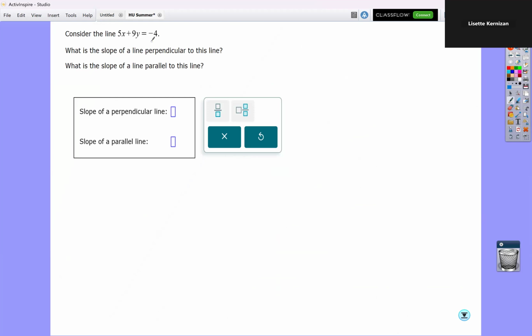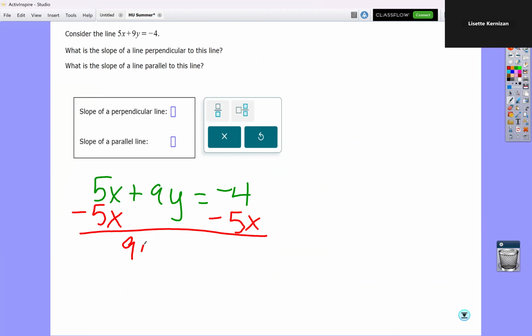Consider the line 5x plus 9y equals -4. What is the slope of the line perpendicular to this line? And what is the slope of the line that is parallel? So the first thing we want to do is solve this for y. So if I have 5x plus 9y equals -4, first thing I'm going to do is subtract 5x from both sides. I get 9y equals -5x minus 4. And then my final step is to divide everything by 9.